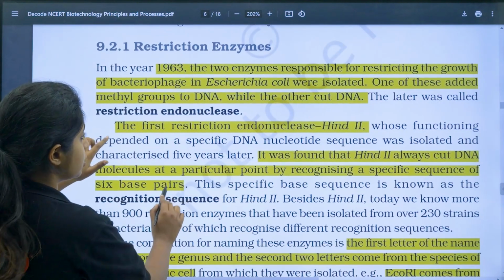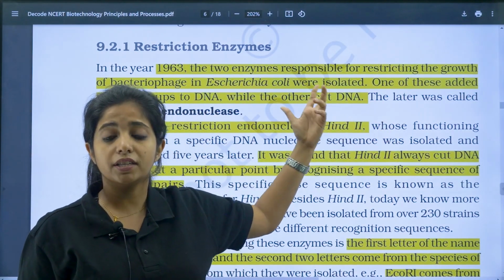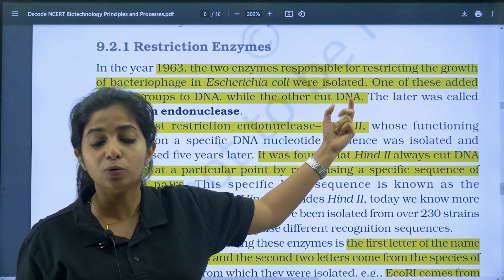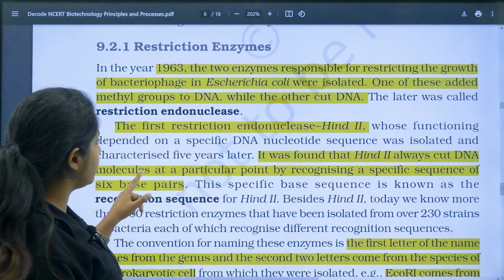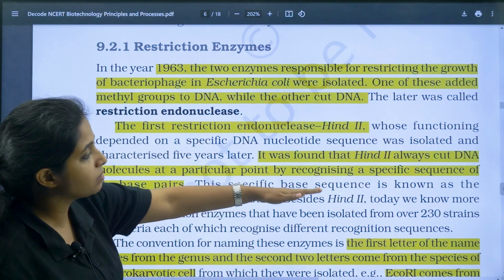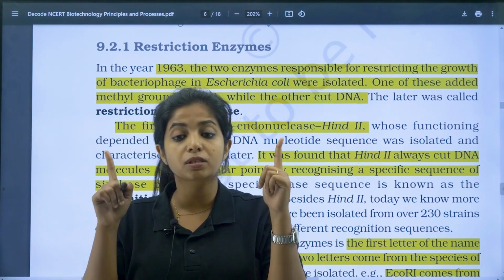Now the first restriction endonuclease, HindII. What is the first restriction endonuclease? Direct question. HindII, my dear children. It was found that HindII always cut DNA molecules at a particular point by recognizing a specific sequence of 6 base pairs. So it had 6 fixed base pairs.